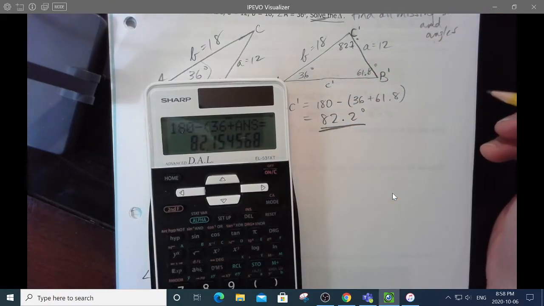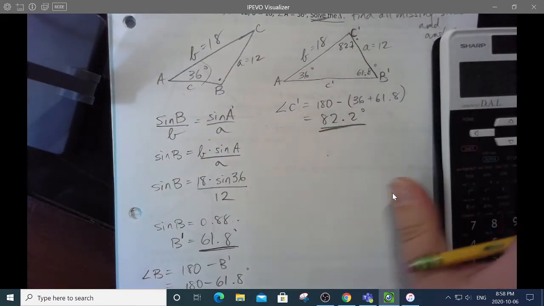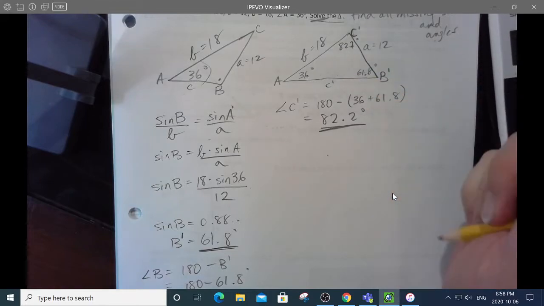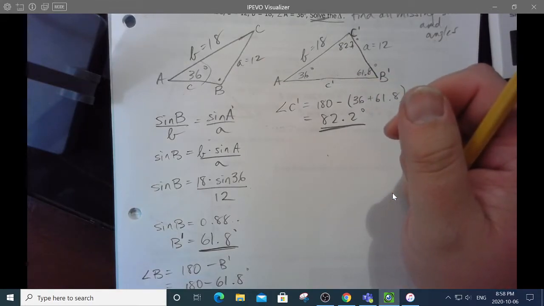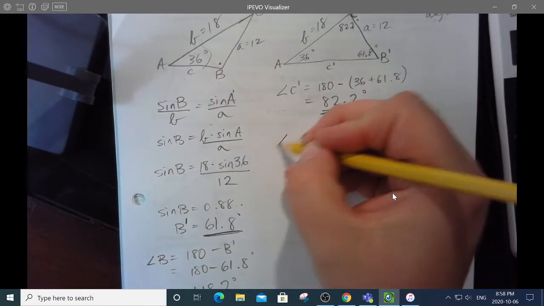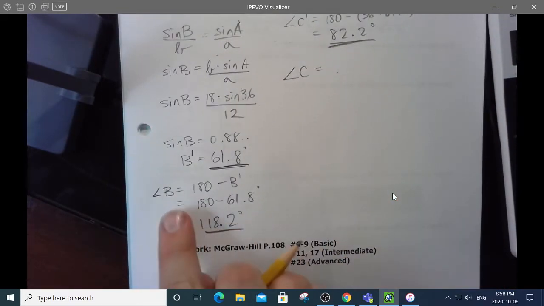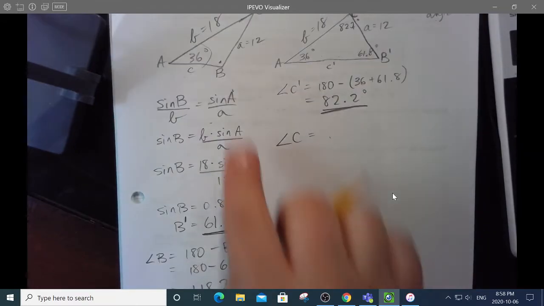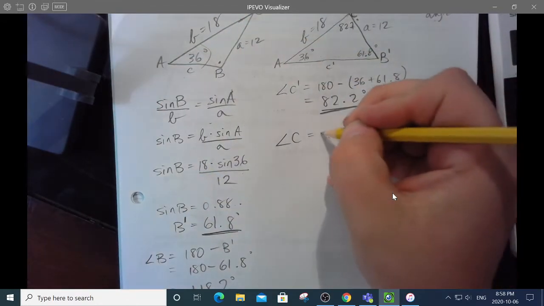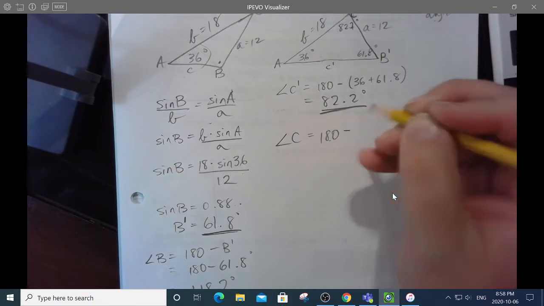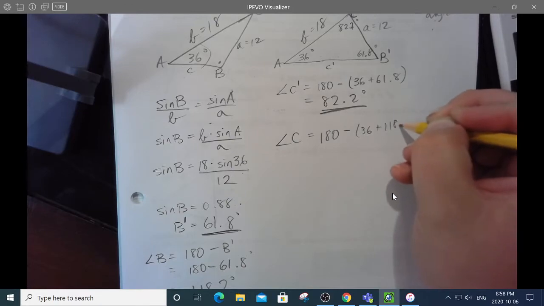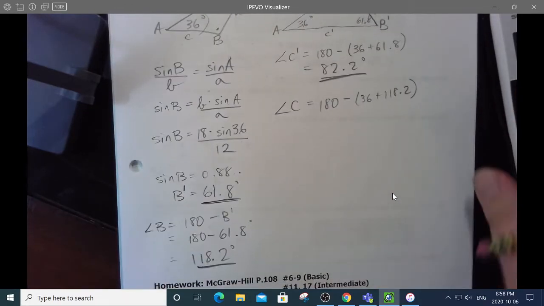So there's that one. Now what about the other angle C? Can I do that same trick? Can I just find the 180 minus that? I don't know. Will that work? I kind of doubt it. I think for angle C in this one, I actually have to go back to what angle B was and say that this angle B plus 36 has to subtract from 180 also to get angle C. So angle C is 180 minus 36 plus 118.2. And let's see if we get that right.